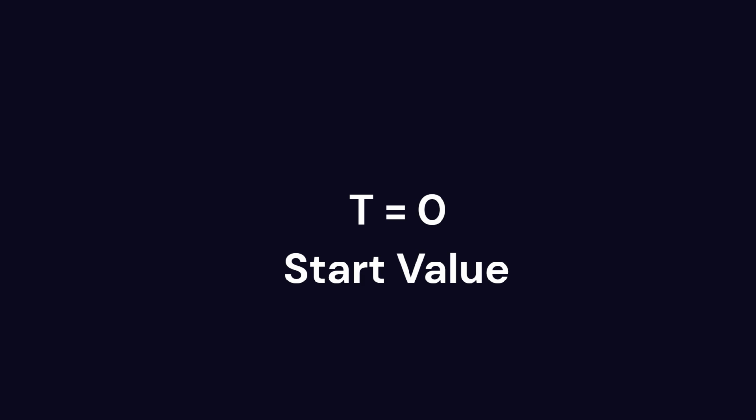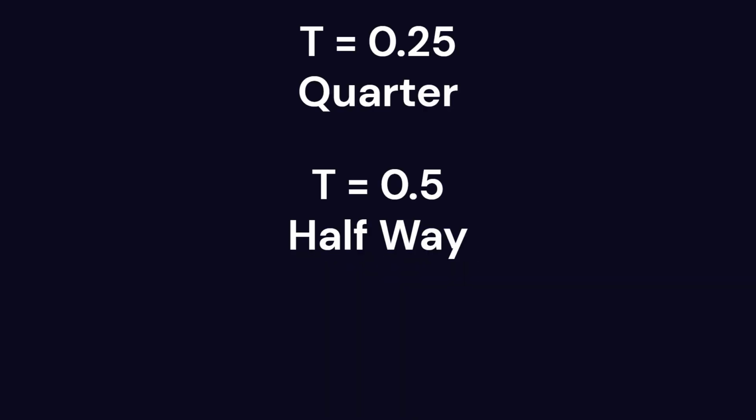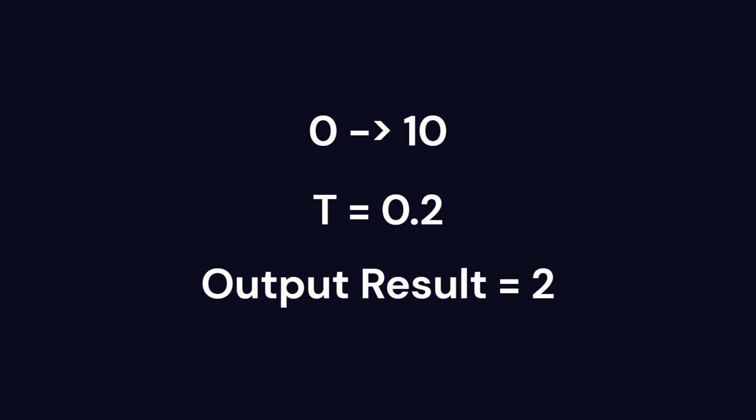It's really quite simple. You give it a start value, an end value, and a t value between 0 and 1. When t equals 0, you get the start value. When t equals 1, you get the end value, and anything in between is a mix of the two. For example, if we want to lerp from 0 to 10 with t equals 0.2, the result is 2. If t equals 0.6, the result is 6.